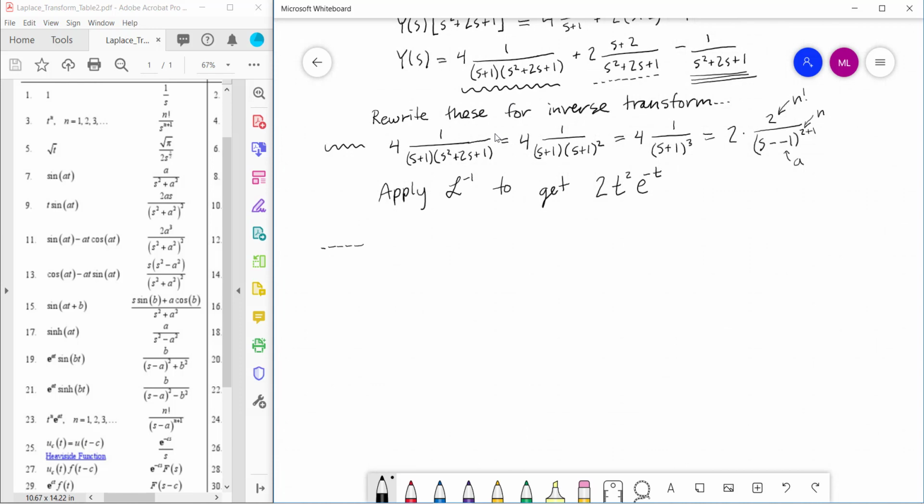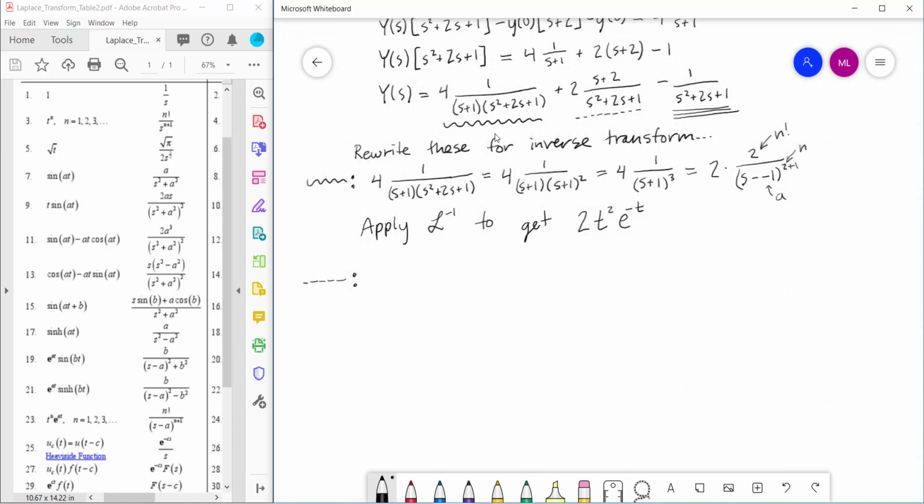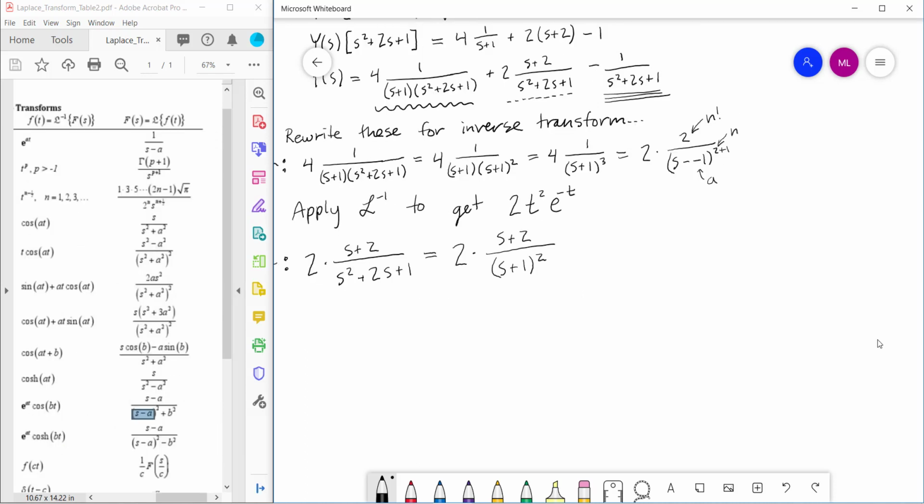So this term is going to look like, what do we have? We have 2 times s plus 2 over s squared plus 2s plus 1. Luckily, we already did that factoring, so we've already done it once. Could have jumped straight to it if we wanted to. So I've really got 2 times s plus 2 over s plus 1 squared down here. So there's our s plus 1 squared in the denominator of this.